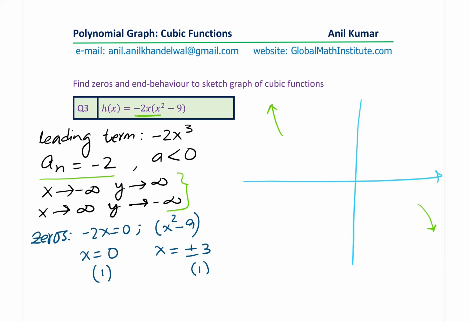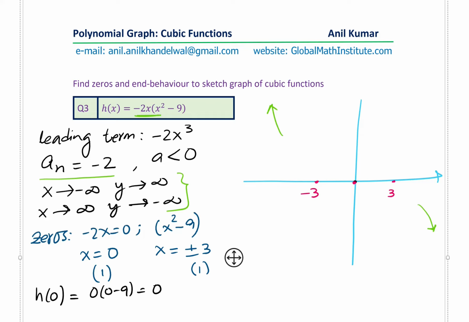Correct? Let's also find the y-intercept. So in this particular case, what is the y-intercept? The y-intercept will be, by placing 0, what do we get? We get 0 times whatever, which will be 0. So the y-intercept is also at the origin itself. Now let's mark our zeros and sketch the graph. So we have two zeros, one at minus 3, the other one at plus 3, and the third one, we have three zeros of course, and the third one is at the origin itself.